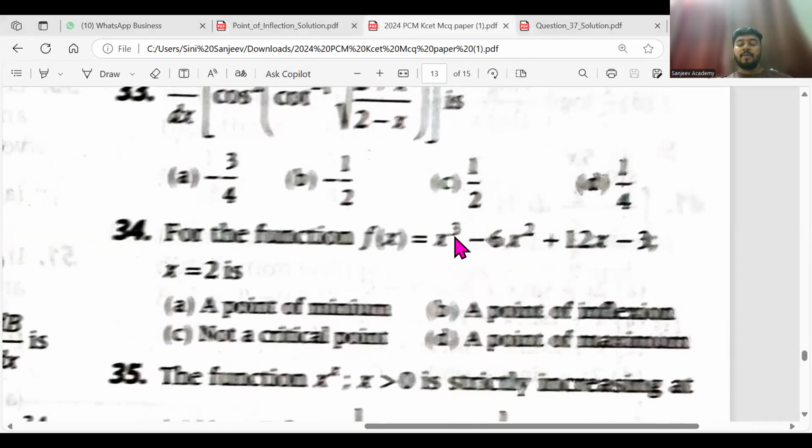It's not that blur. It is x cube minus 6x square plus 12x minus 3. Point of minimum, point of inflection, not a critical point, a point of maximum. Yeah, I think we have to encode it. Little bit of encoding, like encryption, decryption is there, right? We have to decode it. Okay.